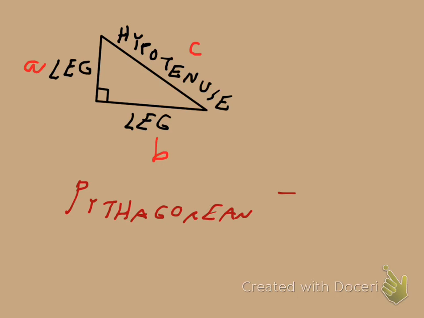Now the Pythagorean theorem is a formula that proves triangles as right triangles, and it goes like this: a squared plus b squared is equal to c squared, where a and b are the legs and c is the hypotenuse. In this concept, we're going to use the Pythagorean theorem, and you're going to be using this a lot in geometry as well.